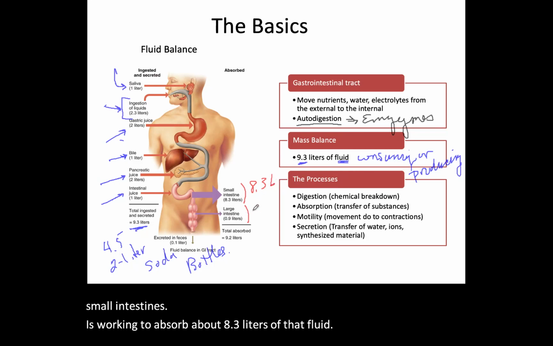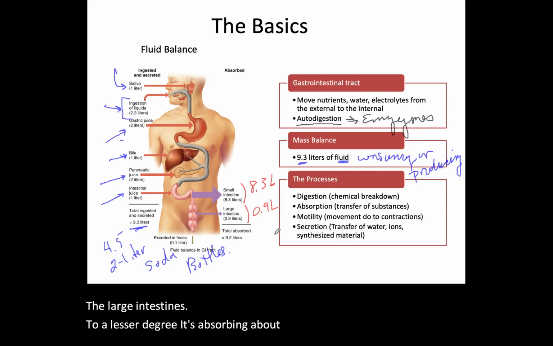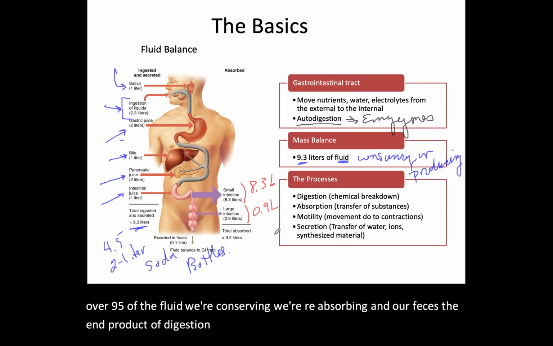The large intestines, to a lesser degree, absorb about 0.9 liters a day. And so we conserve over 95% of the fluid. We are reabsorbing. And our feces, the end product of digestion, we're really only losing about 0.1 liter.